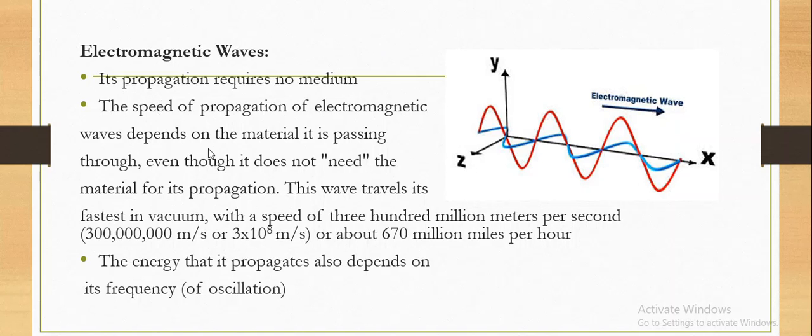Then the second feature is the speed of propagation of electromagnetic waves depends on the material it is passing through, even though it does not need the material for its propagation. This wave travels its fastest in vacuum with a speed of 300 million meters per second, or about 670 million miles per hour. The third feature is the energy that it propagates also depends on its frequency of oscillation.